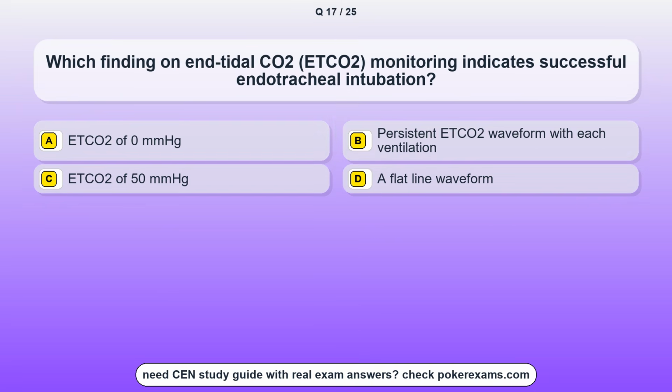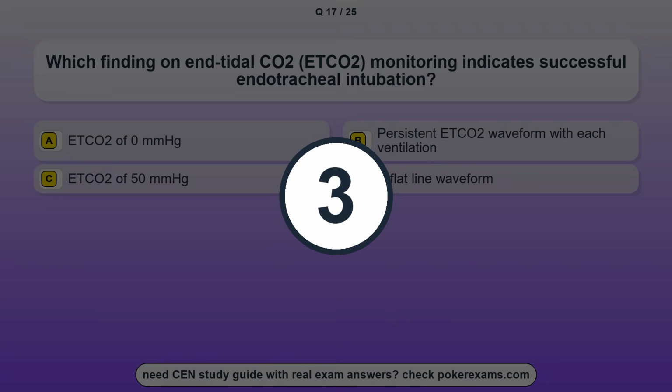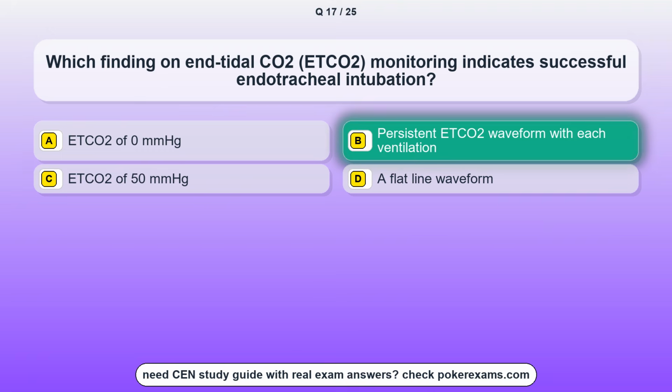Question 17. Which finding on end-tidal CO2, EtCO2, monitoring indicates successful endotracheal intubation? Option A, an EtCO2 of 0 mmHg. Option B, persistent EtCO2 waveform with each ventilation. Option C, an EtCO2 of 50 mmHg. Option D, a flat line waveform. The correct answer is option B, persistent EtCO2 waveform with each ventilation.